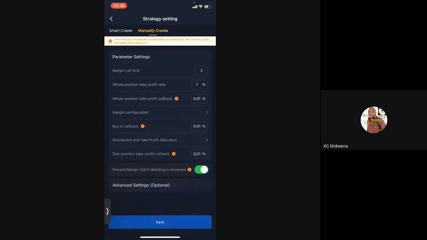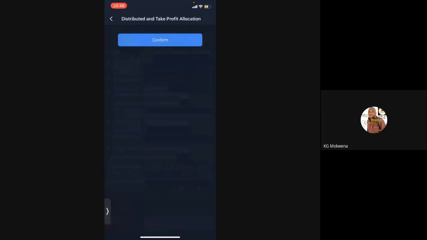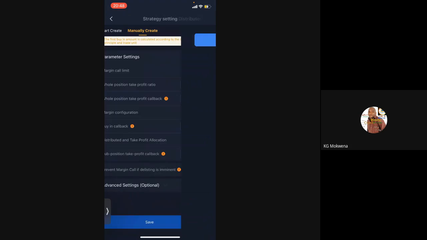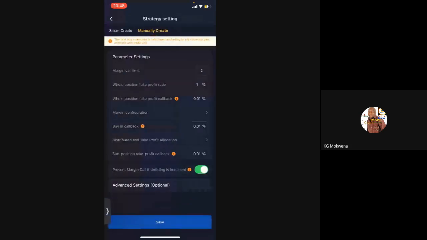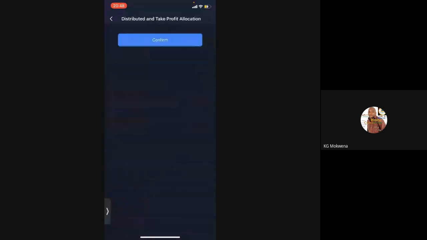So now, distributed take profit allocations. It's really not important, but just click there at this moment because we only have 2 margin calls. Click on distributed take profit allocation. There's a second arrow at the bottom. There's nothing there. Okay, just confirm. It's fine. It means the system has updated the parameters.